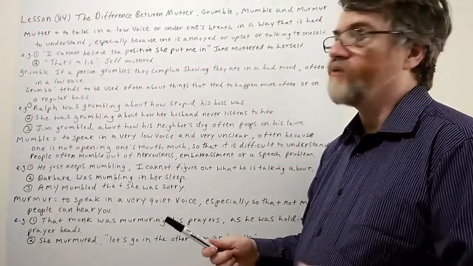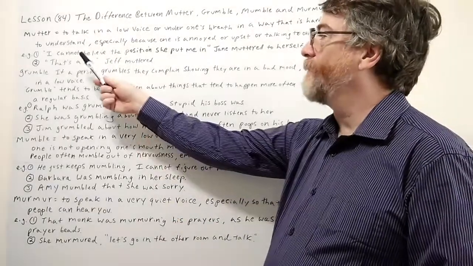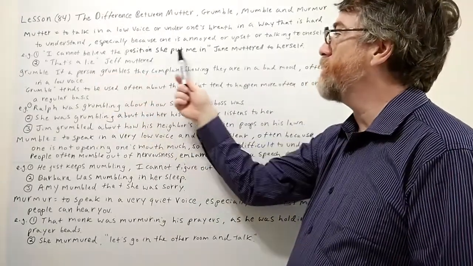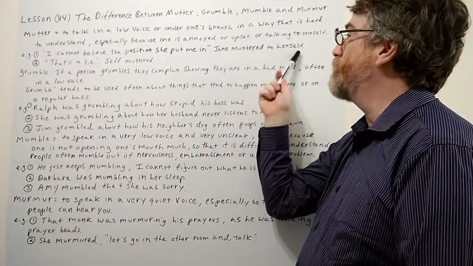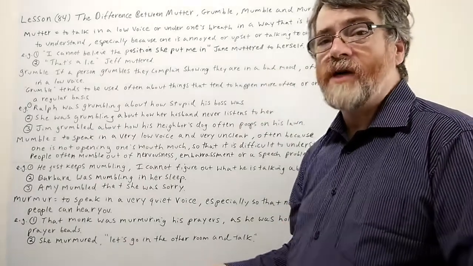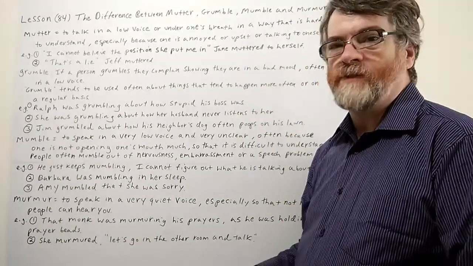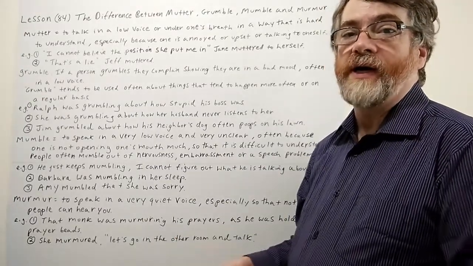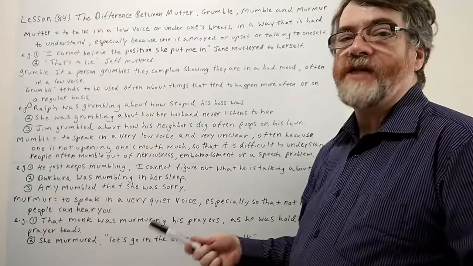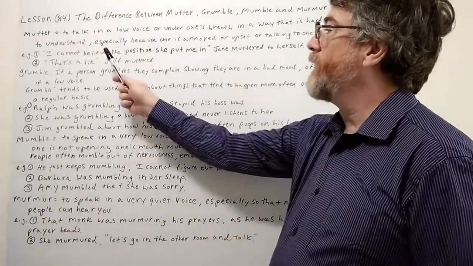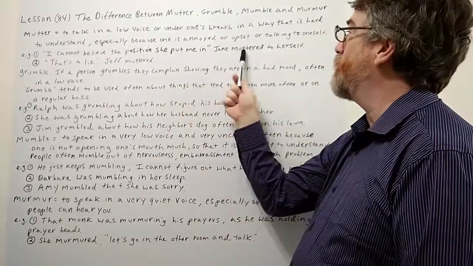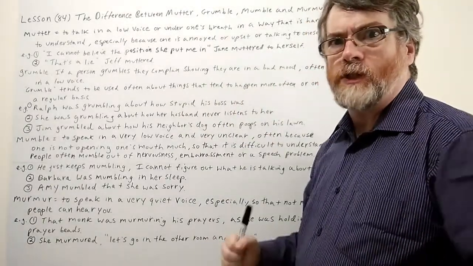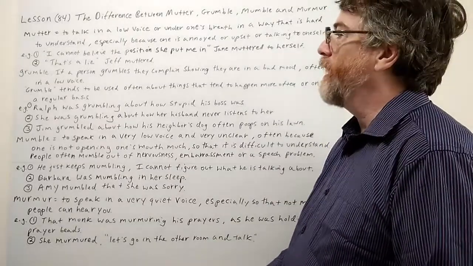All right, let's look at the first example here. I'm going to read it normally first. She said, "I cannot believe the position she put me in," Jane muttered to herself. But if it's muttering, it's probably, "I can't believe the position she put me in." That would be more like the muttering part, so you can't understand it clearly. So again, I'll read it one more time. "I cannot believe the position she put me in," Jane muttered to herself. And how could she do that? Something like that.